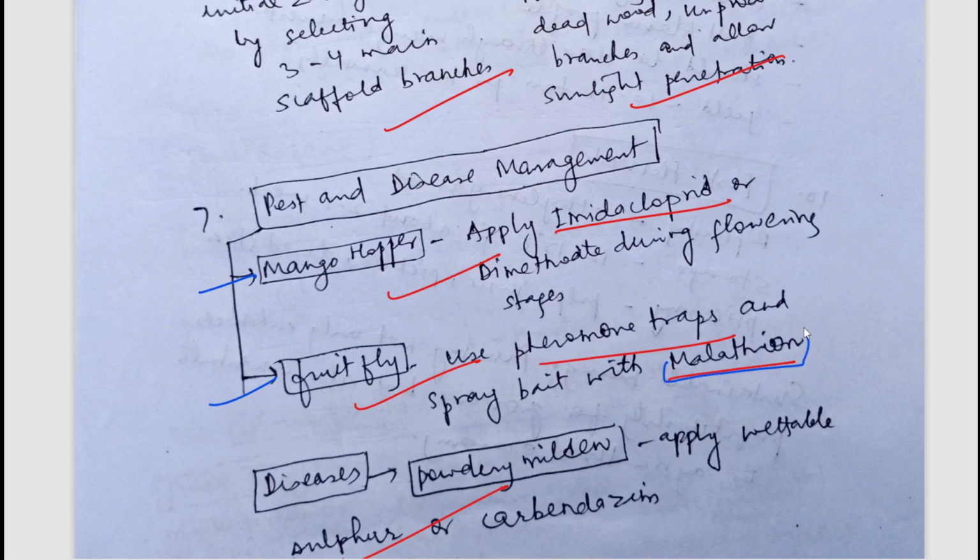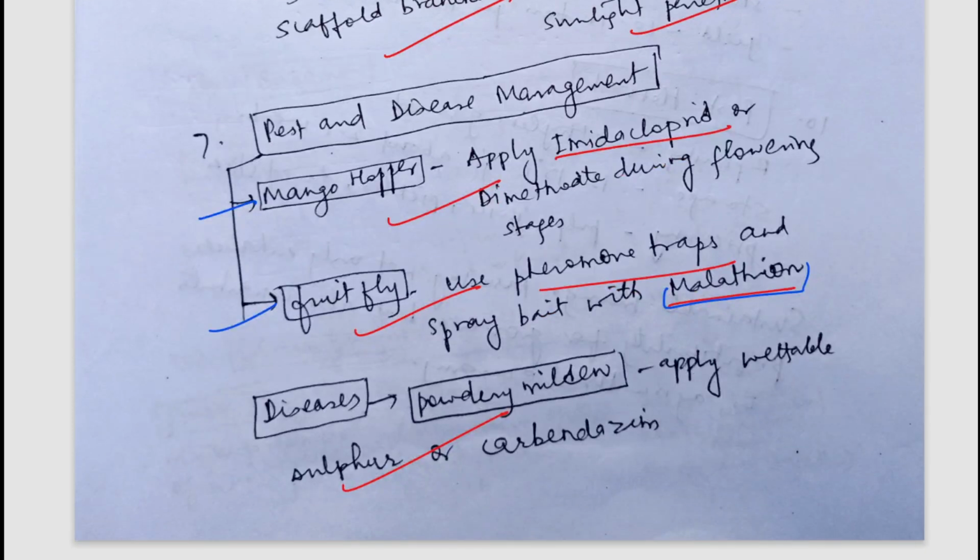So malathion is a common pesticide which is used for most of the pests. So you can simply write malathion, and if you don't know the name of any pest and you want to write it in a package of practices answer, you can simply add malathion. It will not be wrong. Okay, so that is what I was trying to say: how you can work smartly in package of practices questions.